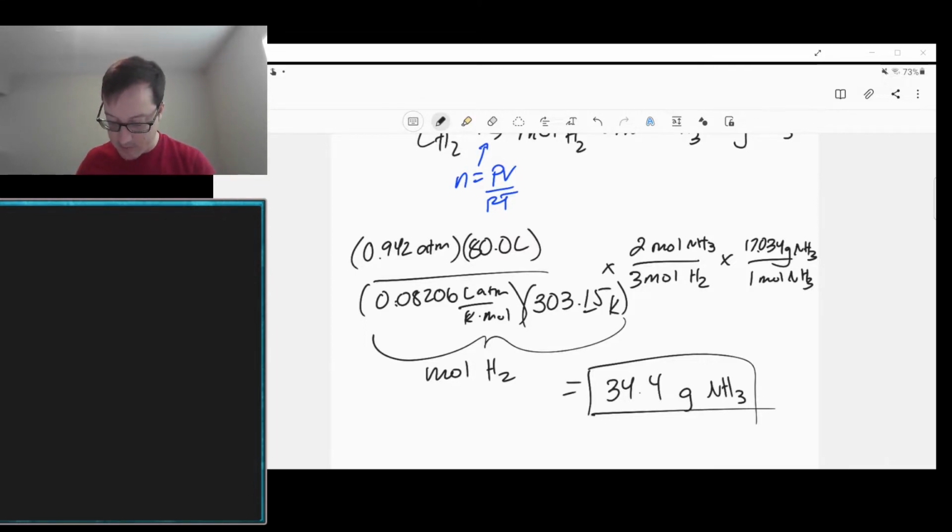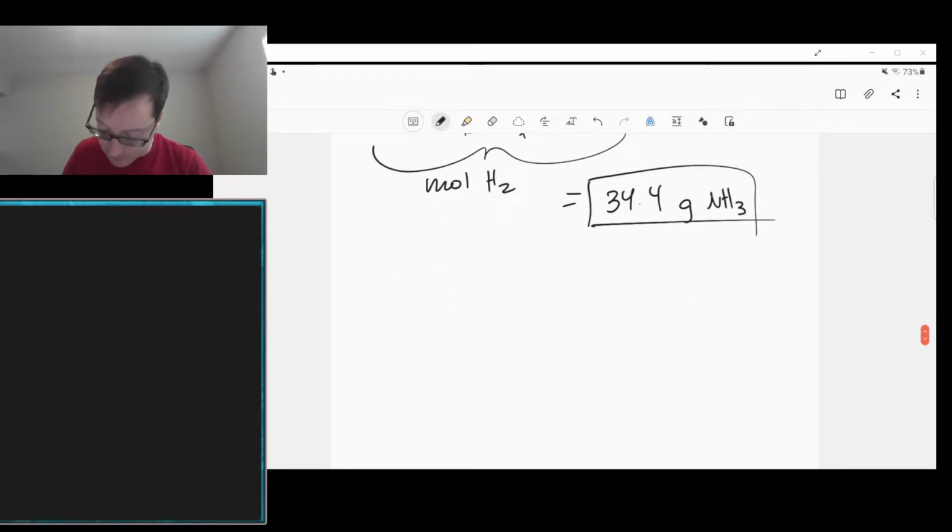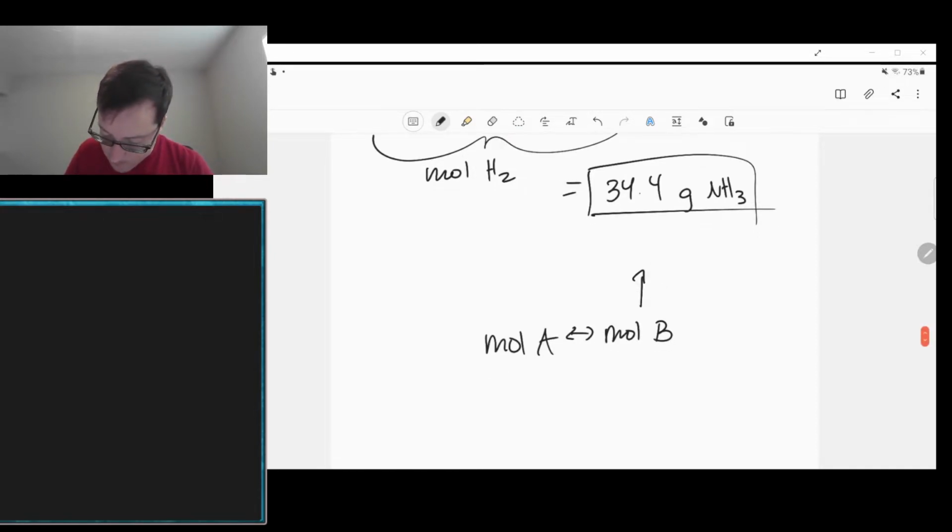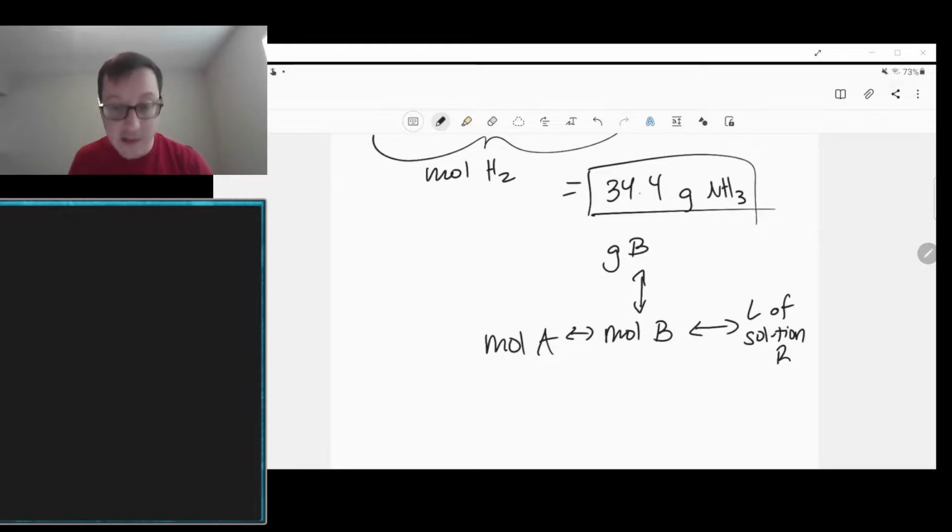All right, and so if we want to think about stoichiometry again, yes, we have now quite a few things we can do. We can do grams using the molar mass. We can do liters of solution. Remember, that's molarity. It's molarity. That's molar mass.